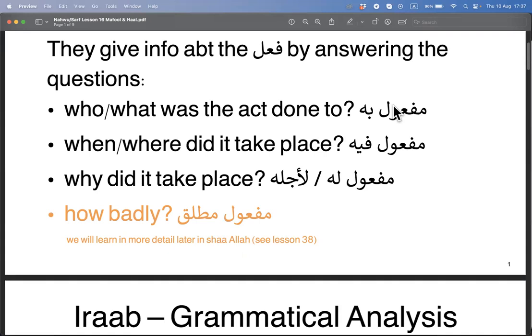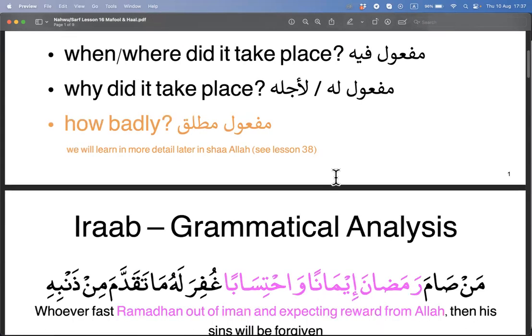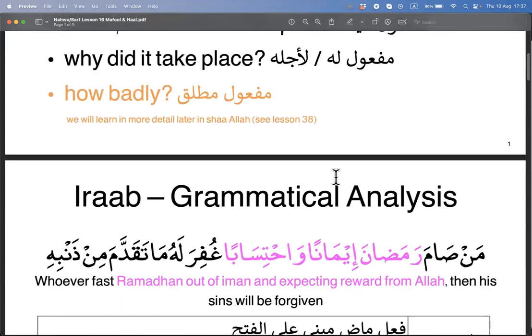So again, summary. Maf'ul bihi, maf'ul fihi, maf'ul lahu, and maf'ul mutlaq. Who or what, where or when, and why did it take place. Here, this is not from the Quran. This is actually from the hadith.